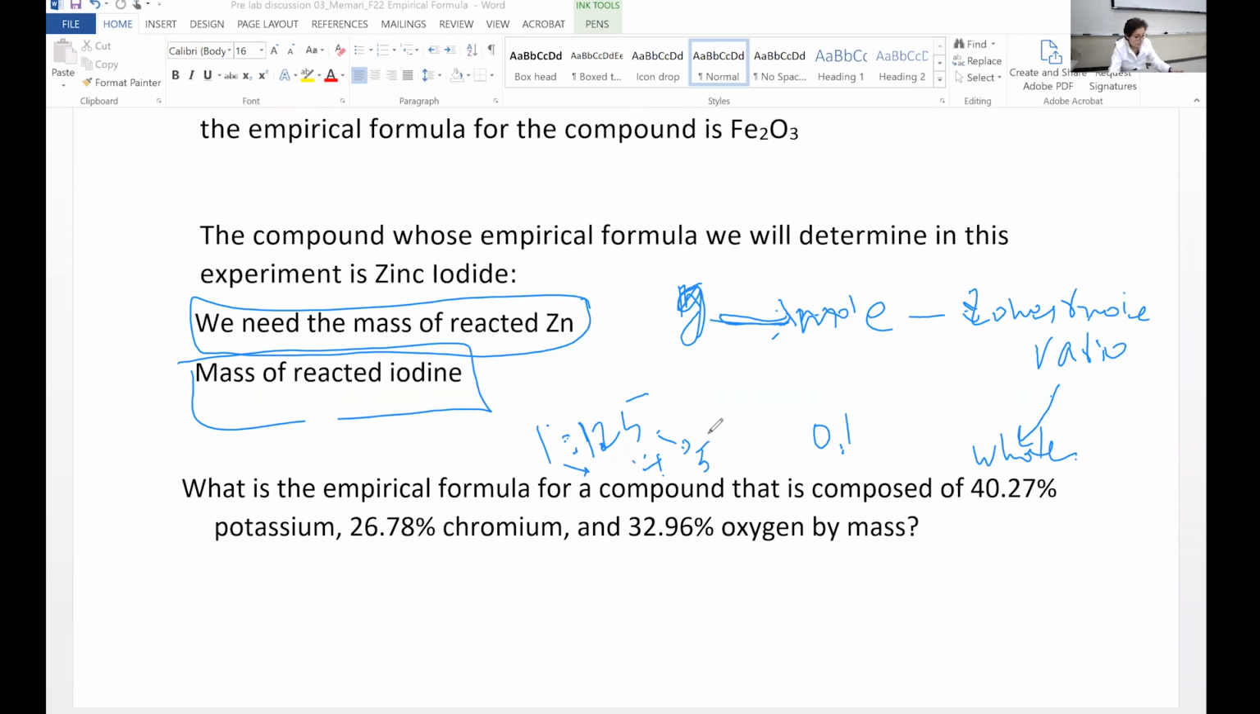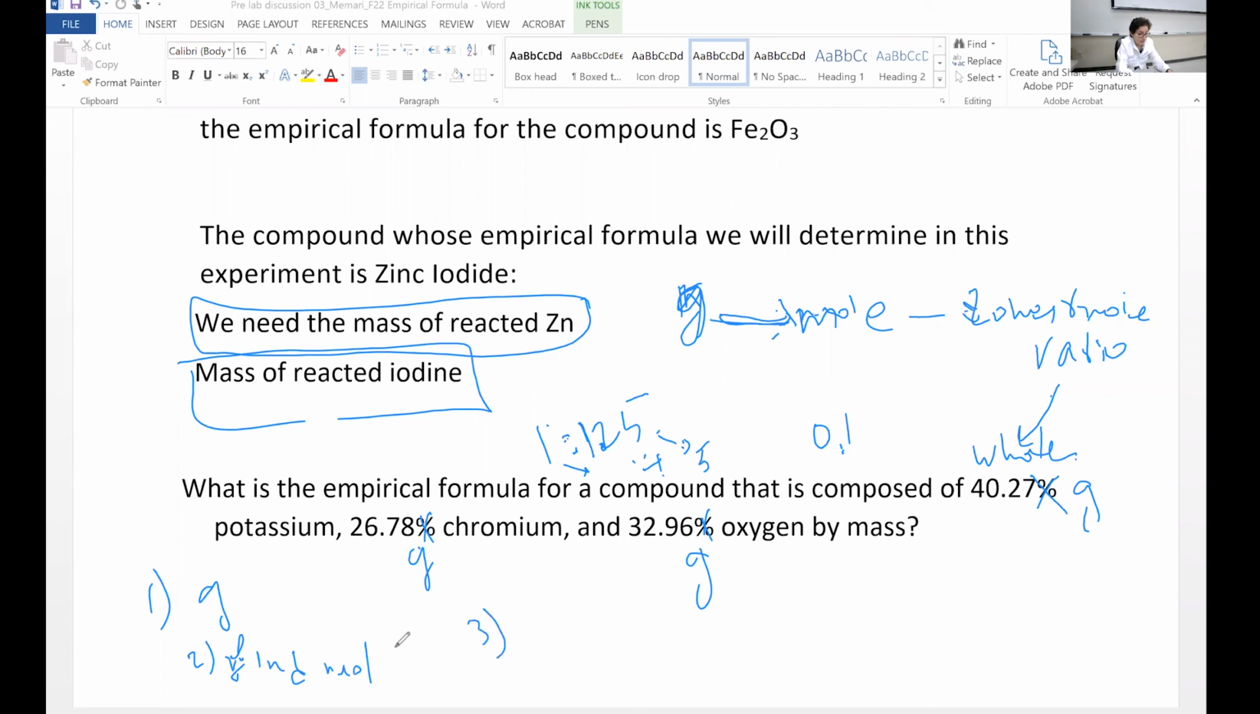This is an example in the pre-lab, so I'm not going to solve it for you, but how would you start with this? What are your steps? The empirical formula for a compound that is composed of potassium, chromium, and oxygen. The percent is given. So you are going to change the percent to grams. That would be the first step. Change the percent to grams. And after that, find the moles for each. So 1, change it to grams. 2, find the moles.